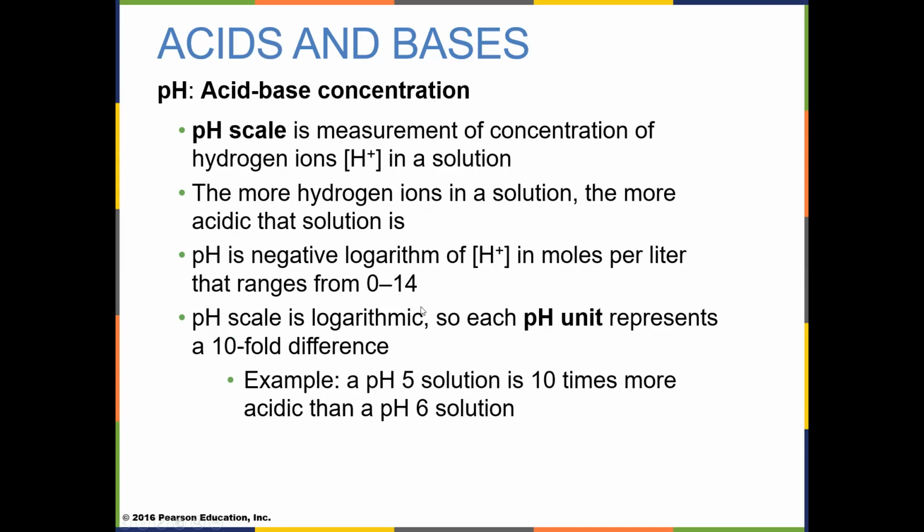The more hydrogen ions you have in a solution, the more acidic it's going to be. So something that's very strong, a very powerful acid like hydrochloric acid is going to have lots of hydrogen ions present. And the pH scale is very simple. It is, as I say this with a straight face, the negative logarithm of hydrogen ions in moles per liter that ranges from 0 to 14.